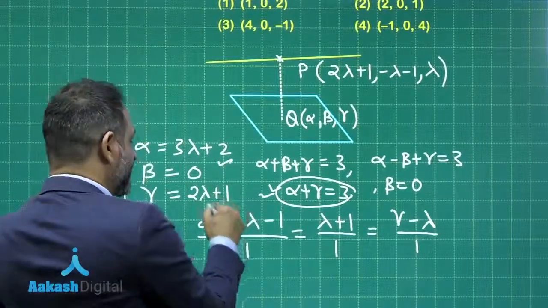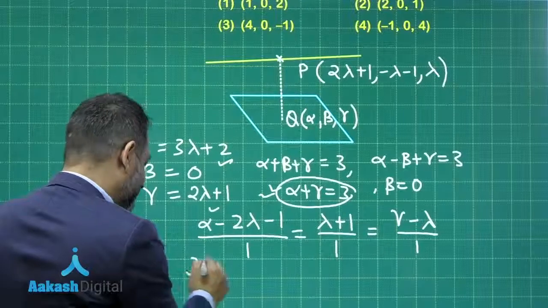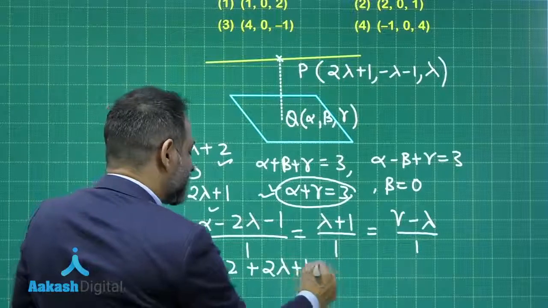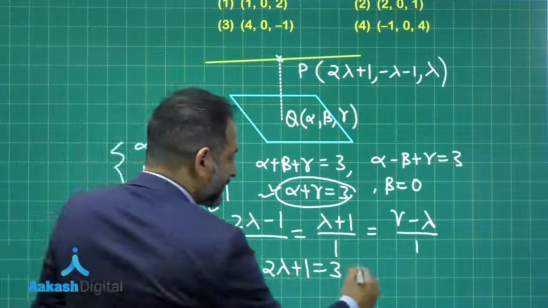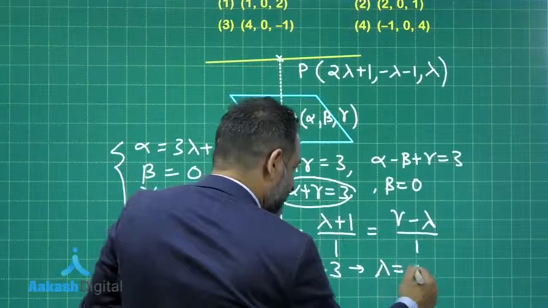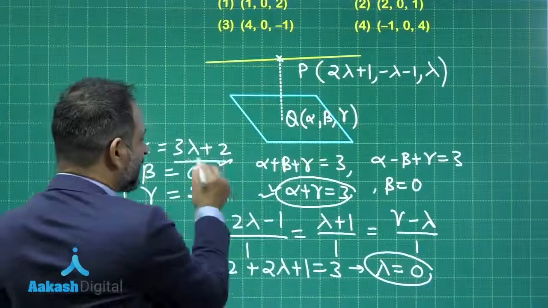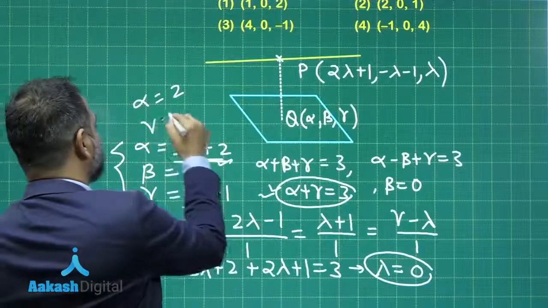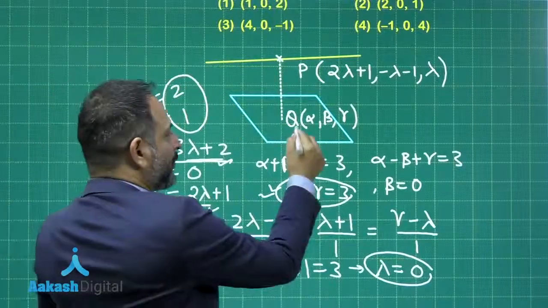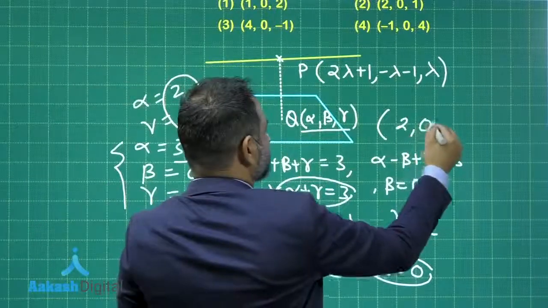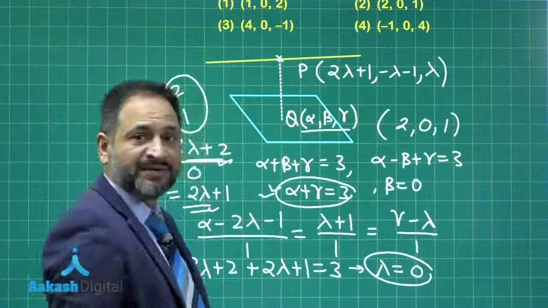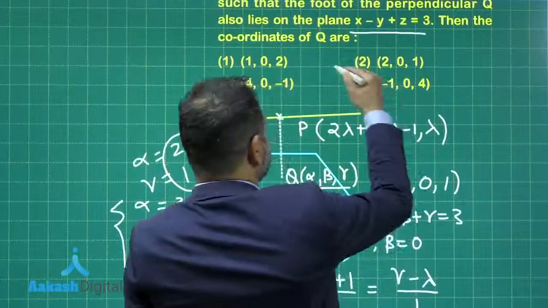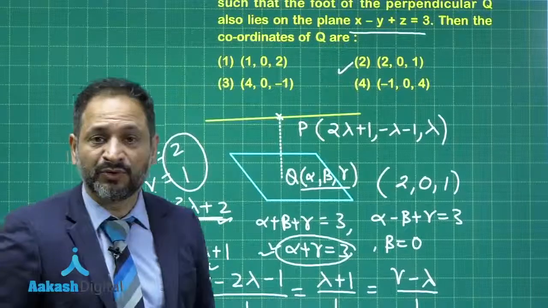Now, putting these two values here, we have 3 lambda plus 2 plus 2 lambda plus 1 is equal to 3, and from here you can see lambda is equal to 0. So, by putting lambda equal to 0 here and here, you can see alpha is equal to 2 and gamma is equal to 1. So, the required point here is 2, 0, 1, because beta is 0, that we have already calculated. So, the correct option here for us is definitely the second one. Let's move to the next problem.